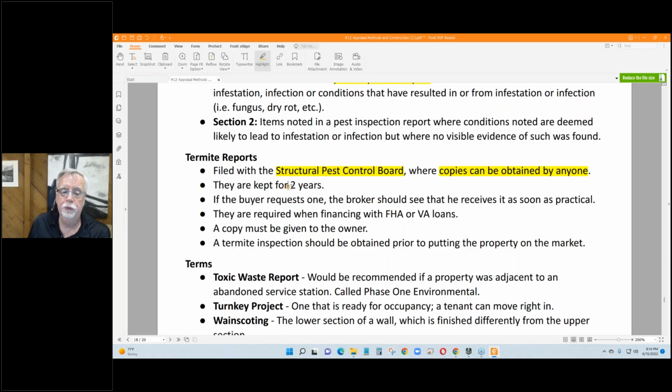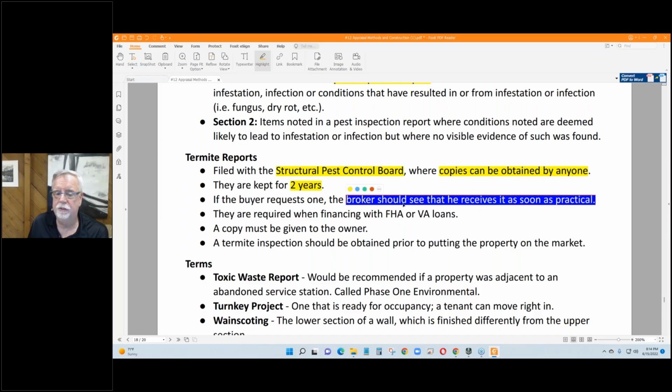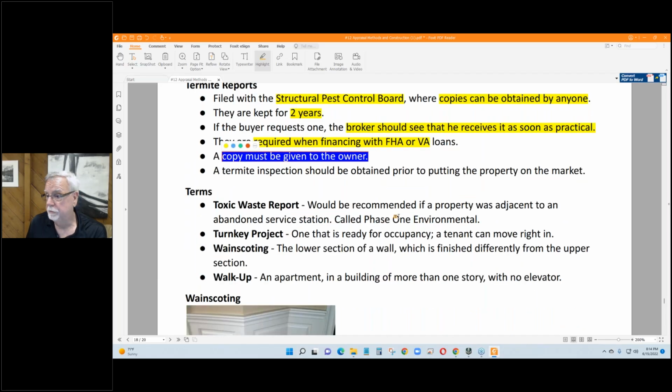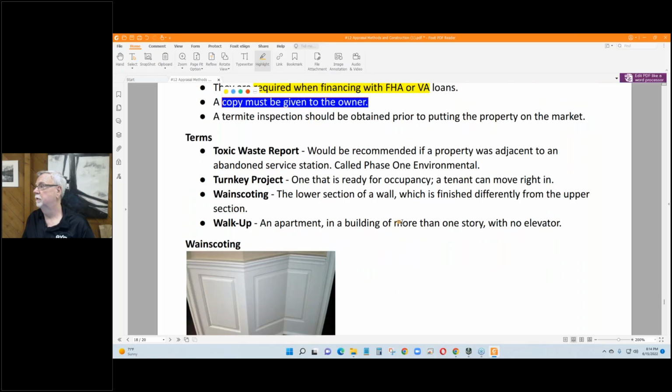They're kept for 2 years. The broker should see that the buyer receives it as soon as practical. They're required with FHA and VA loans. A copy must be given to the owner. And you should probably do this before you put the house on the market to see if there's termite damage.